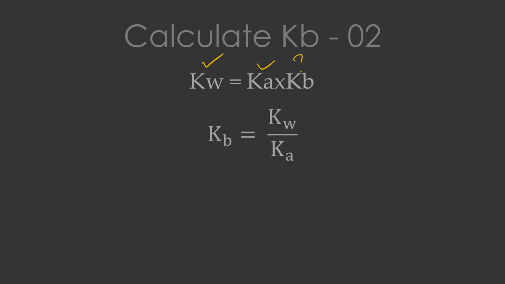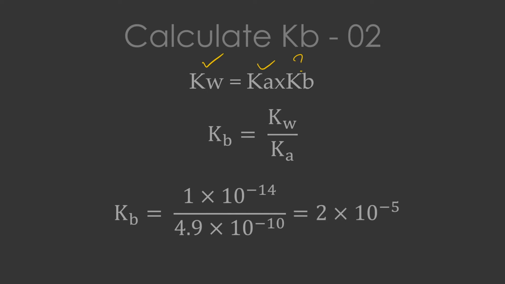Second, we have to calculate the value of Kb. We already calculated the hydroxide ion concentration. Now we're going to calculate the value of Kb. And Kb is related to Kw like this. Kw is equal to Ka times Kb. We know Kw, we are given Ka, so we can find Kb. Kb is equal to Kw by Ka.